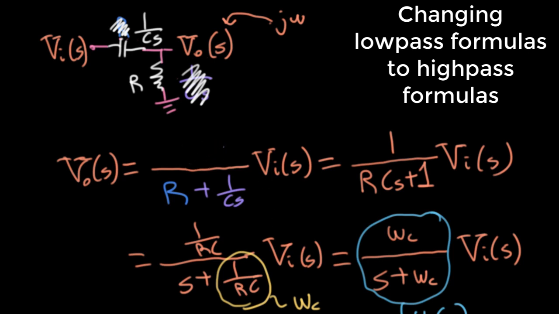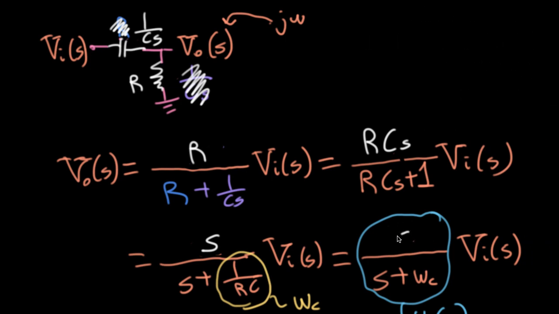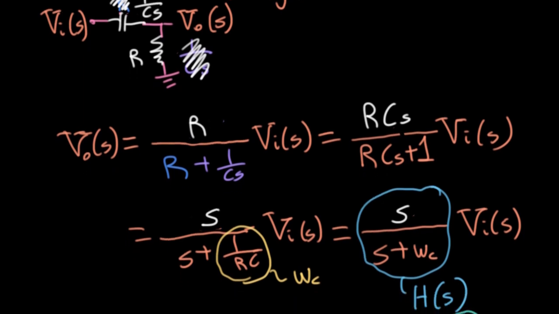I'll have R in the numerator of my voltage divider. The denominator stays the same. So when I multiply the numerator and the denominator by CS, I would wind up with an RCS here in the numerator. And then when I divide the numerator and denominator by RC, I'll wind up with an S sitting here in the numerator. And now I have an S in the numerator over here when I make the substitution of omega c equal 1 over RC.